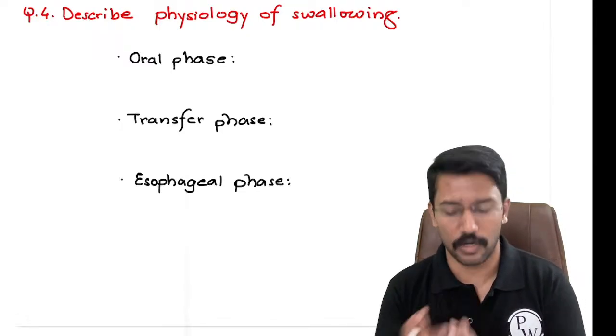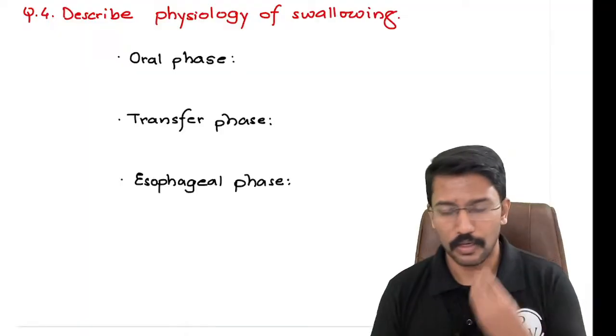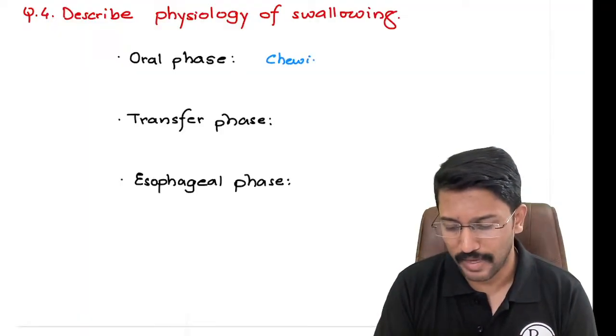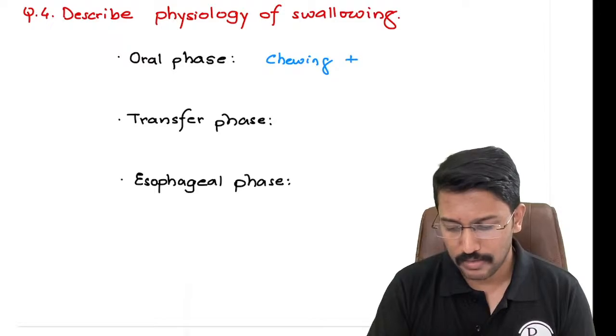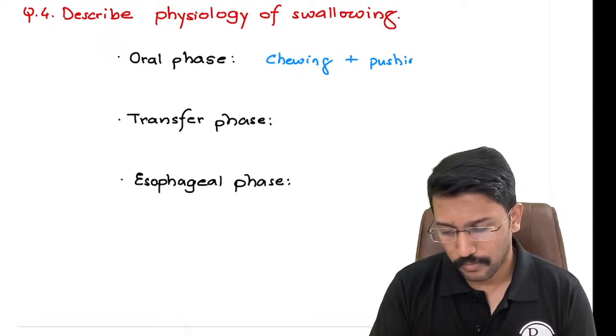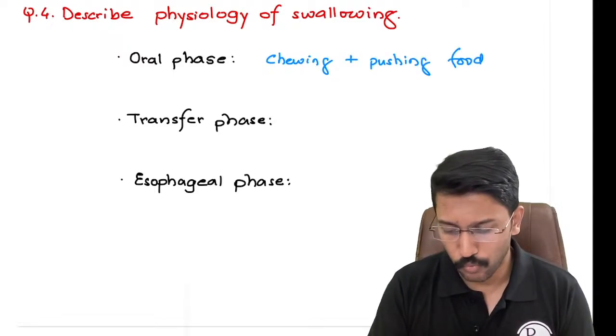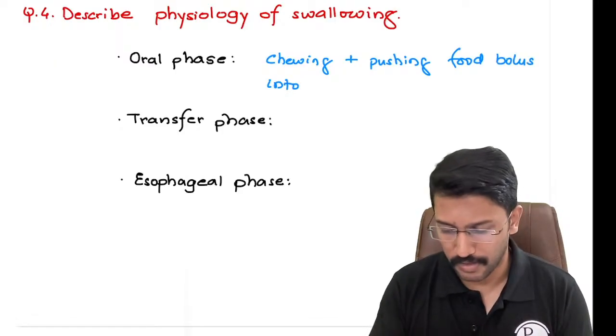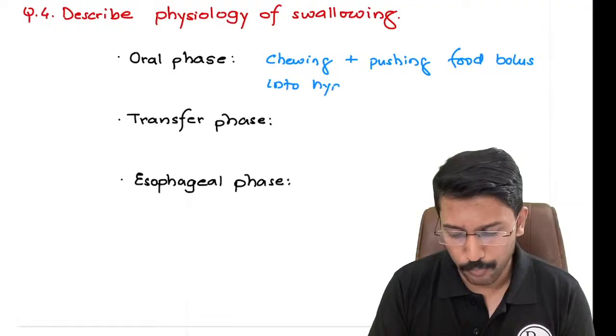The first phase is the oral phase. Now what happens in the oral phase? Whatever food we have taken into the oral cavity, we will chew it. So it involves the act of chewing plus pushing the food bolus into the hypopharynx, because after chewing we would have created a bolus.